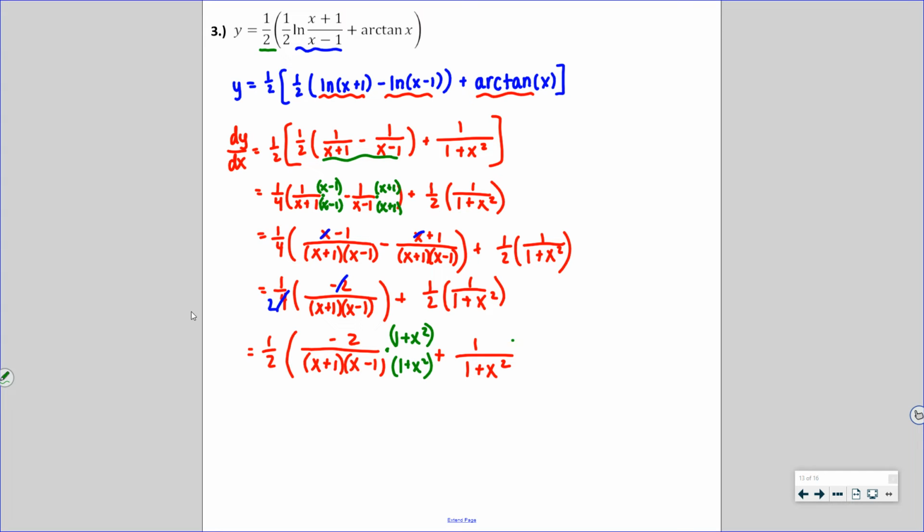And this one, I'm going to times by x plus 1, x minus 1. Okay, everybody with me? A lot of common denominators here. Yep. Before anything goes too far, the -2 is supposed to be -1. Thanks. Good catch. You're right.